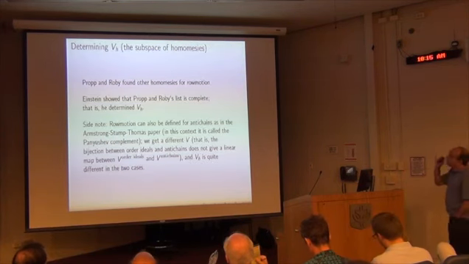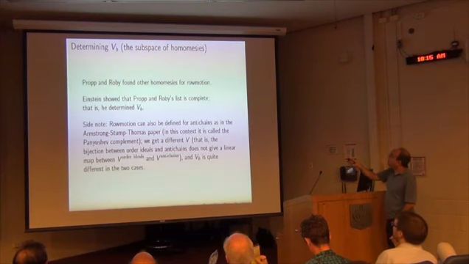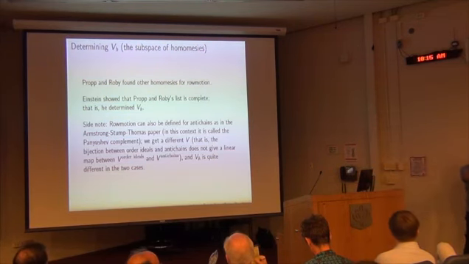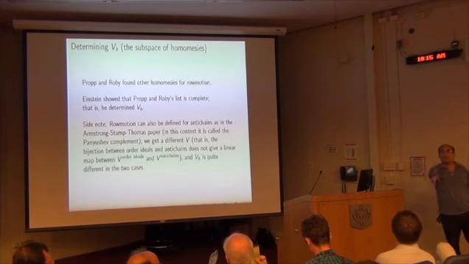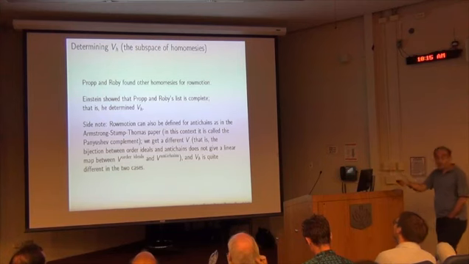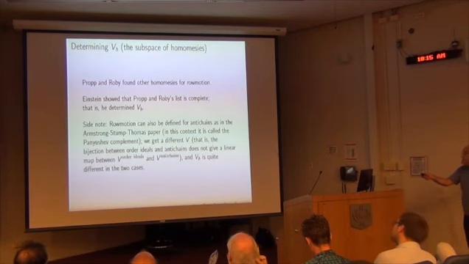So Propp and Roby found other homomesies for row motion on a product of two chains. Einstein, that's David Einstein sitting in the front row. Tom Roby is, where's your row? That's Tom Roby. So Einstein showed that our list is complete, so we determined B sub h for this case.